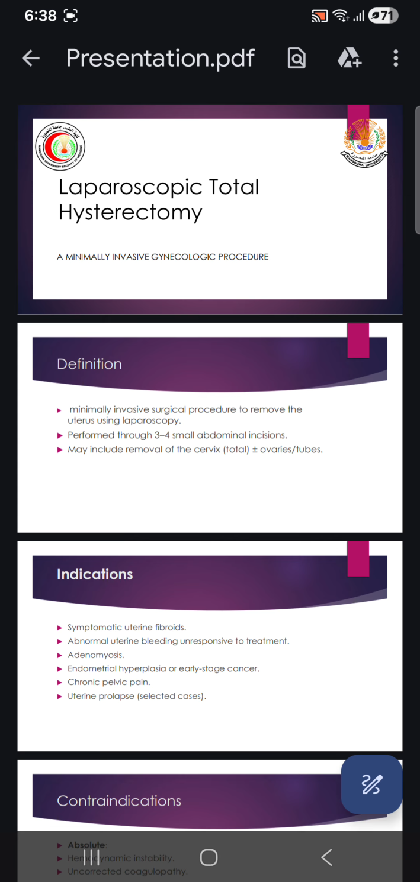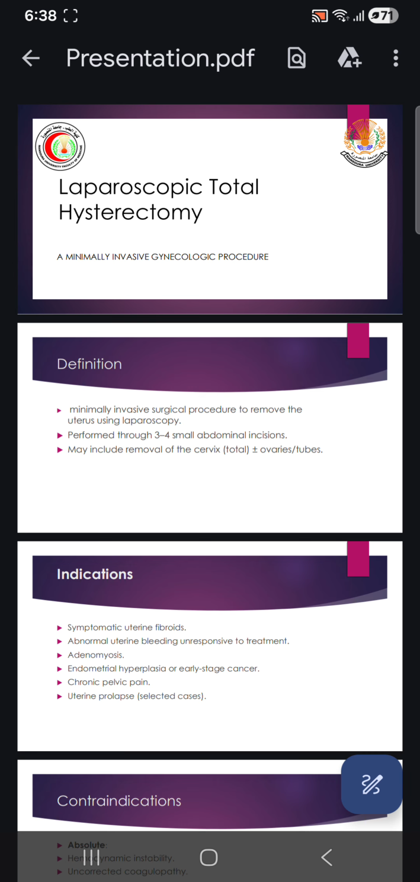For the definition, a laparoscopic total hysterectomy is a minimally invasive surgery where we remove the entire uterus through 3 to 4 small incisions in the abdomen. Sometimes we also remove the cervix, and depending on the case, we may also remove the tube or ovaries. This technique usually gives a better recovery and less pain compared to the open surgery.